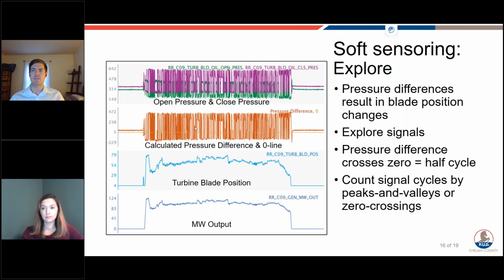On the left, you can see a snapshot of the Seeq workbench and how pressure changes between the push and pull pistons adjust the blades and keep them in the optimal position for the desired megawatt output. Each time the pressure switches from the greater pressure on the open side to greater pressure on the closed side, we count a half cycle. So open, close, open is a full cycle. You can count that by calculating the pressure difference, the orange line, and counting each time it crosses 0. Or if you only have the blue turbine blade position signal, you could count peaks and valleys in the blade position signal. And that's the goal with the soft sensor.